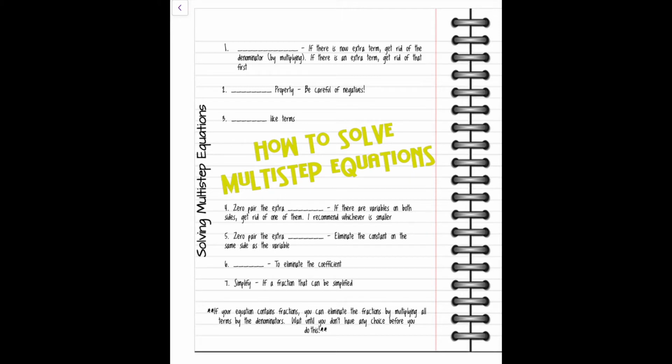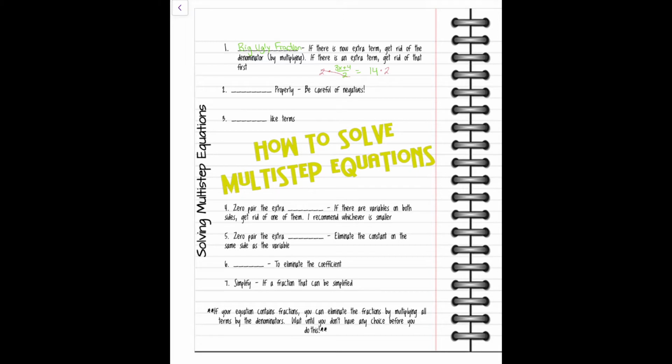So the first thing that I always do is I look for what I call the big ugly fraction. So if there's an extra term, you're going to get rid of the denominator by multiplying. So for example, if we have 3x plus 4 over 2 is equal to 14, in order to get rid of that denominator, we would multiply both sides by 2 and it would cancel out.